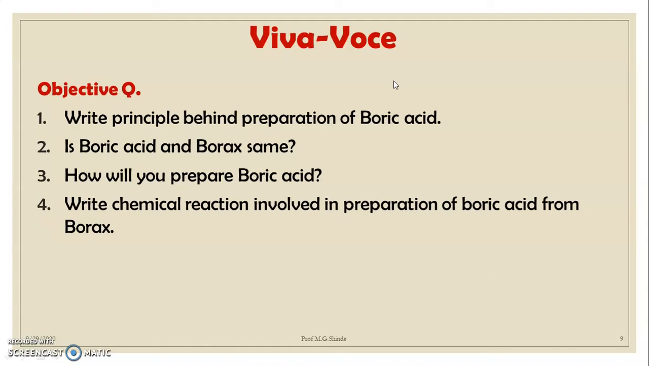Earlier we have written this. We take borax plus H2SO4, that is sulfuric acid, and we get H3BO3 and sodium sulfate. H3BO3 is the chemical formula for boric acid.